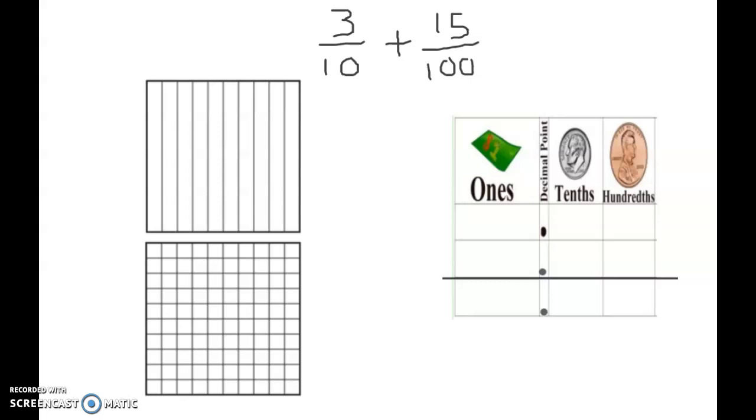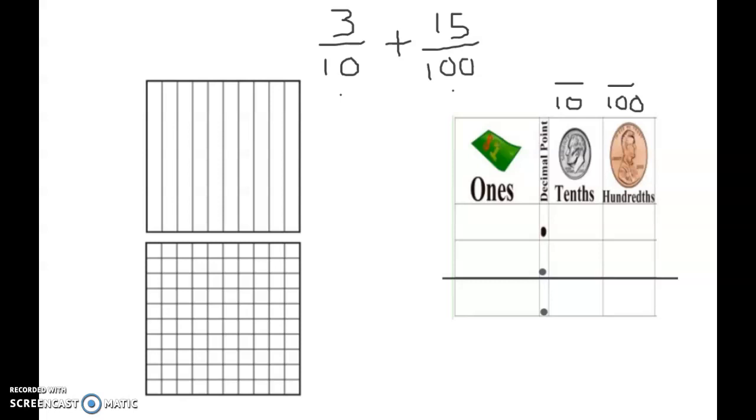I see ones, tenths, and hundredths. And I'm going to label at the top my denominator just to remind myself that my denominator is now my place when I turn it to a decimal, and only my numerator goes in. So my 3 and my 15 will go in my place value chart, and my denominator tells me where in the place value chart it goes. So your denominator is your place.